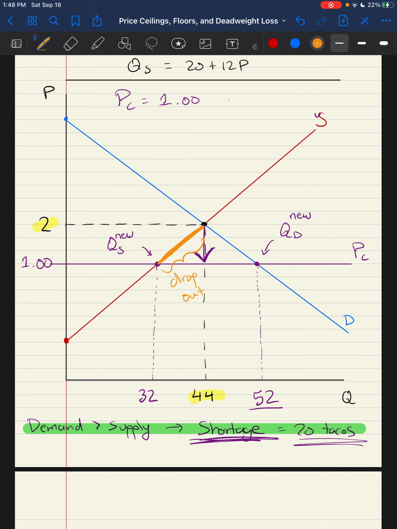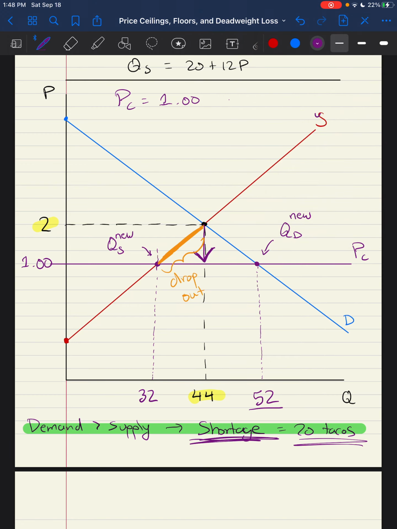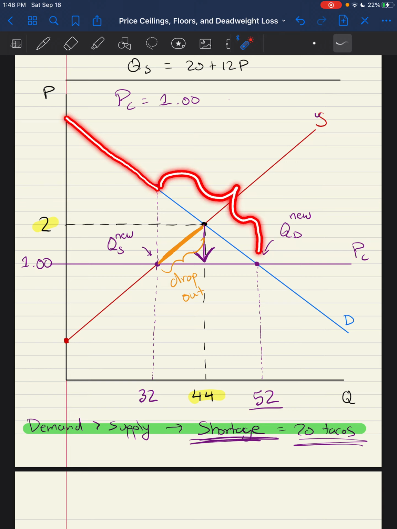And if that is the case, let's change colors here, then only 32 consumers, from here to this point, actually get the tacos. And all of these people, they will miss out. They miss out on tacos.